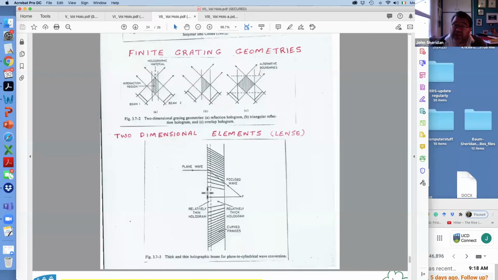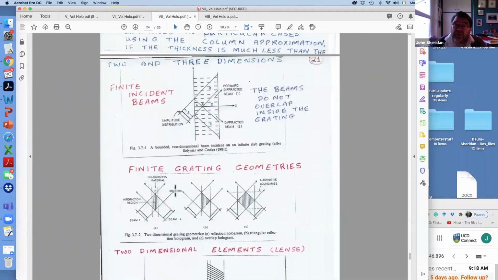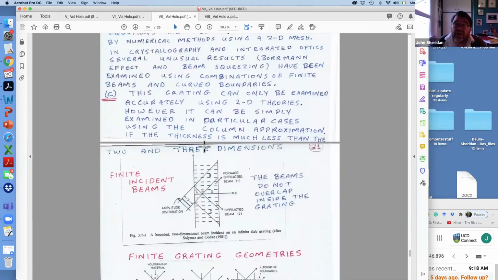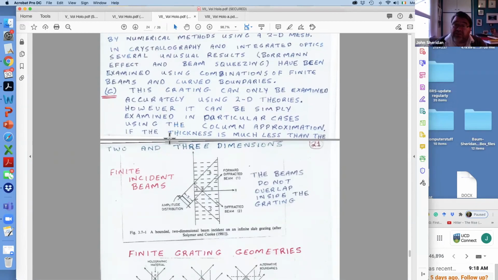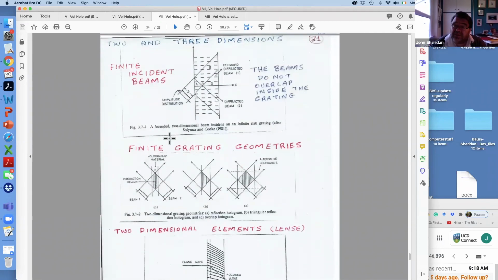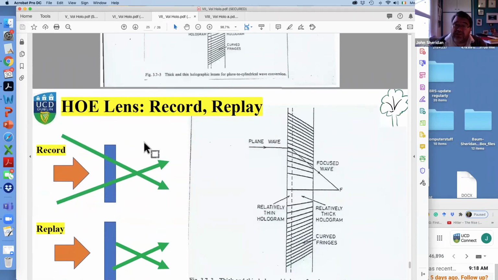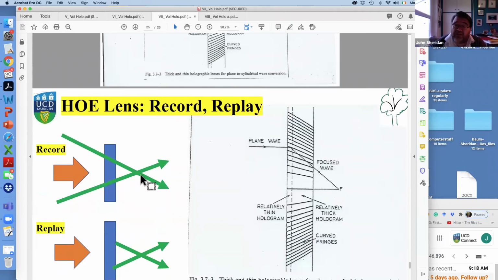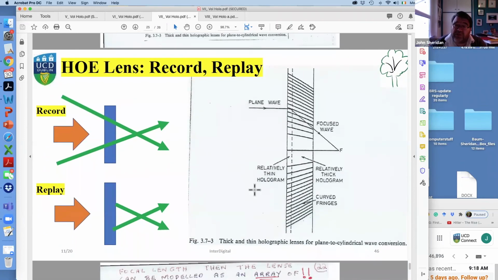Typically, the more complicated the element, the less the diffraction efficiency. I think there's a lot of work that can be done there to improve this. But you need a two-dimensional theory to analyze this, in particular cases using columns and thickness. So it's complicated, okay? So here's our plane wave, here's our spherical converging beam, and that produces this result here. We replay and we produce a spherically converging beam.